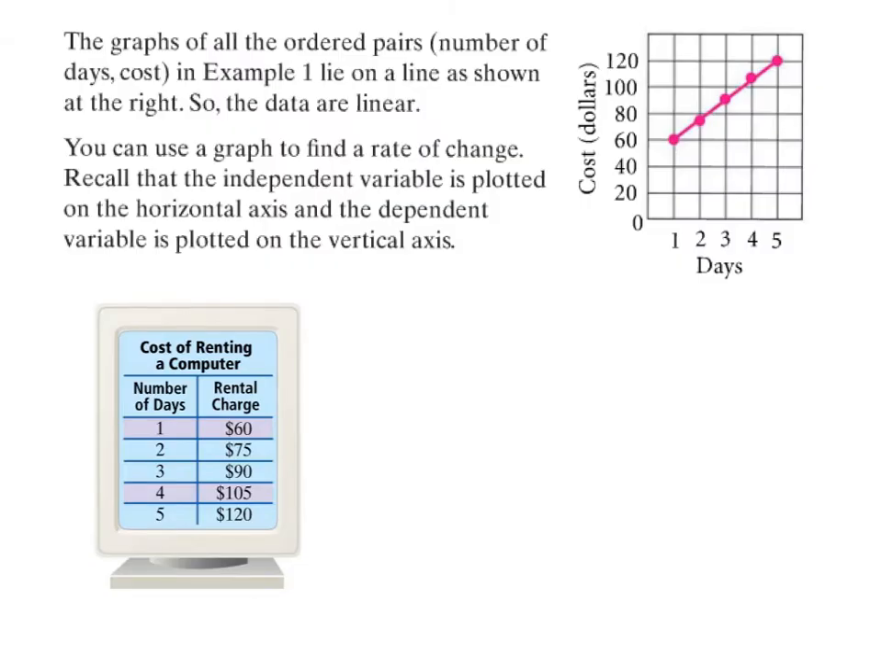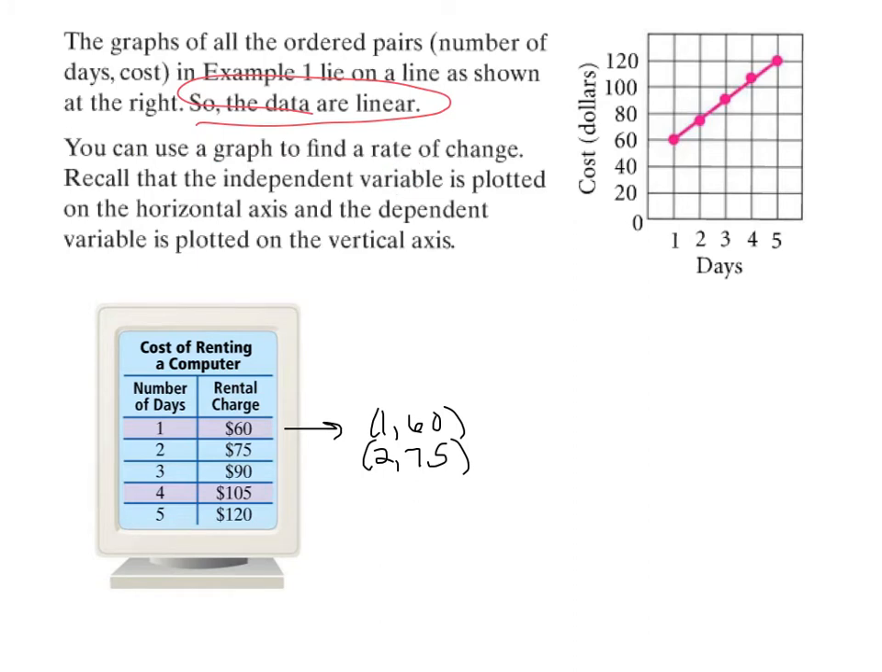This section I just want you to watch. It goes along with example 1. If you graphed all of these as ordered pairs, for example, this would be 160. This would be 275. If you graphed all of these ordered pairs in your table, you would get this graph right here. 160, after 2 days at $75, and so on. The graphs of all of these ordered pairs in example 1 lie on the line as shown. This makes a line, therefore this is linear. You can use a graph to find the rate of change.